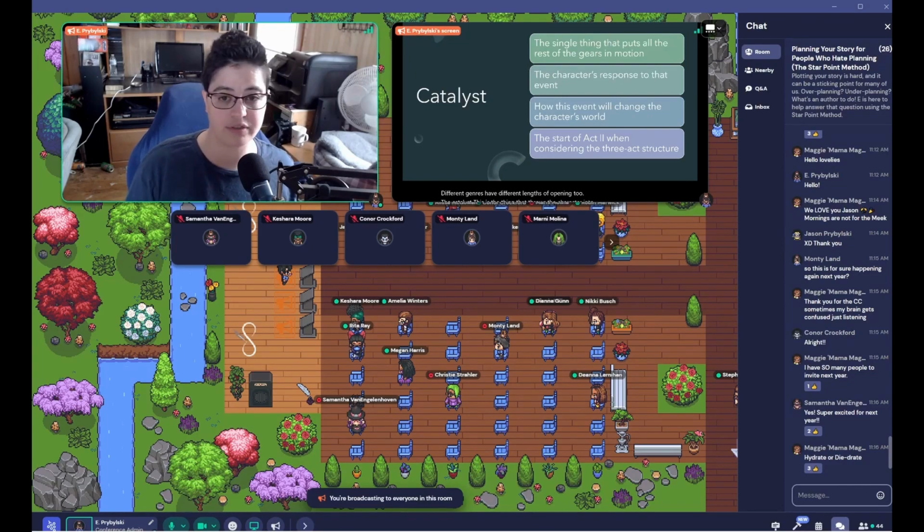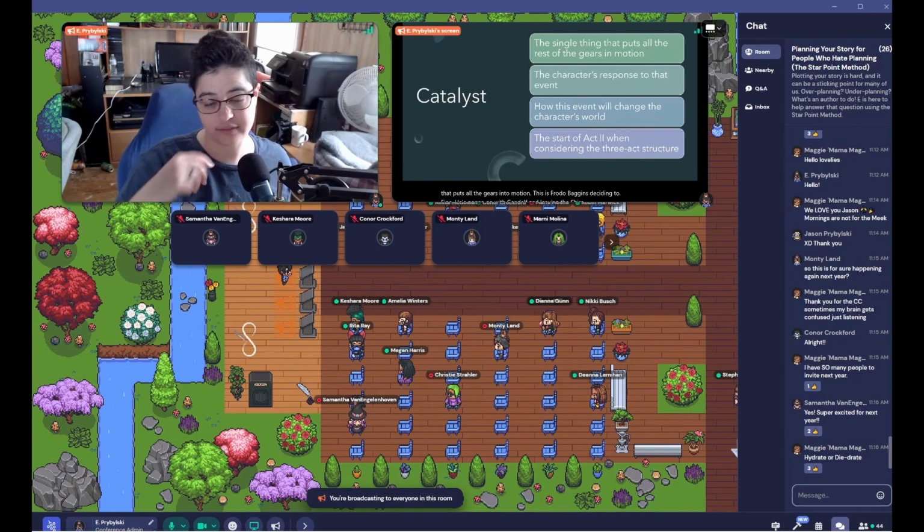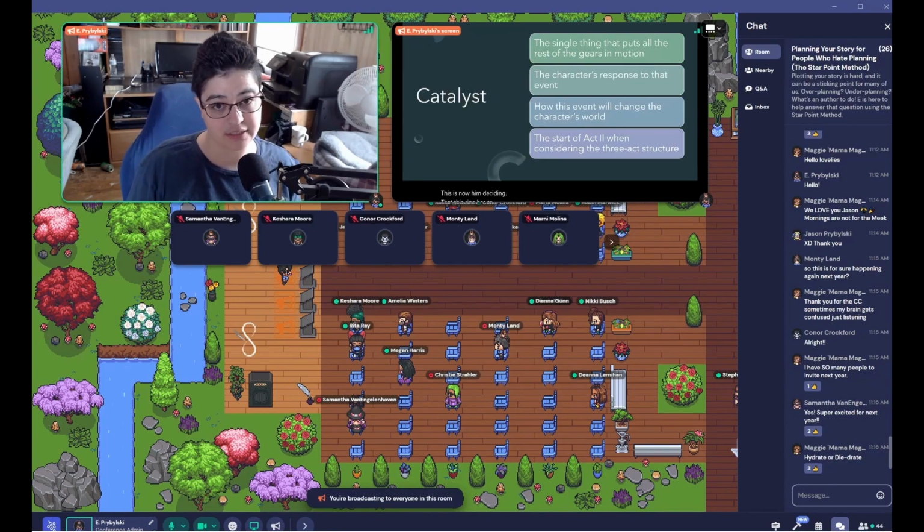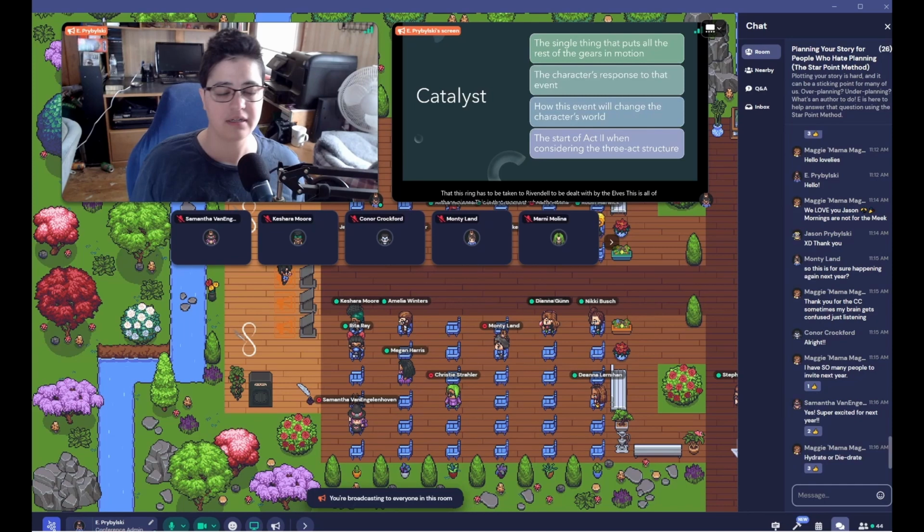It's the thing that puts all the gears into motion. This is Frodo Baggins deciding that, fine, he's going to go with Gandalf and leave the Shire. This is him deciding that this ring has to be taken to Rivendell to be dealt with by the elves. This is all of those pieces. Like, this is that moment when the story actually begins.